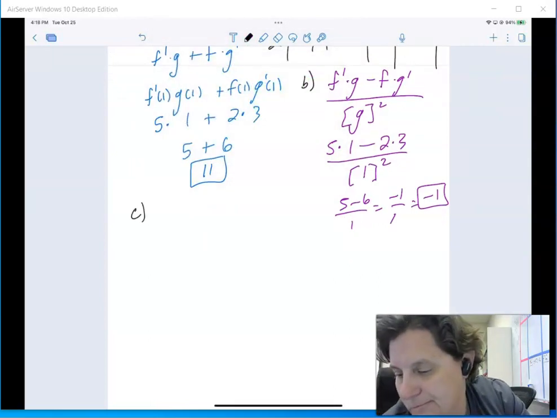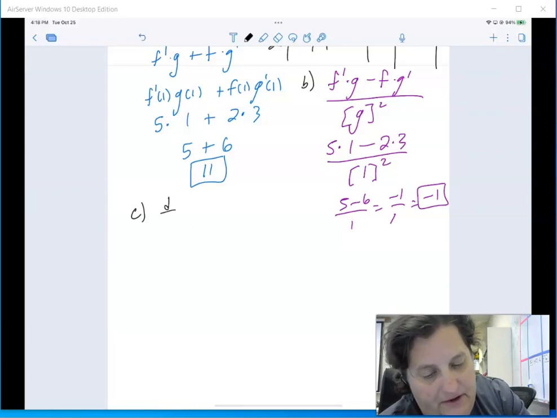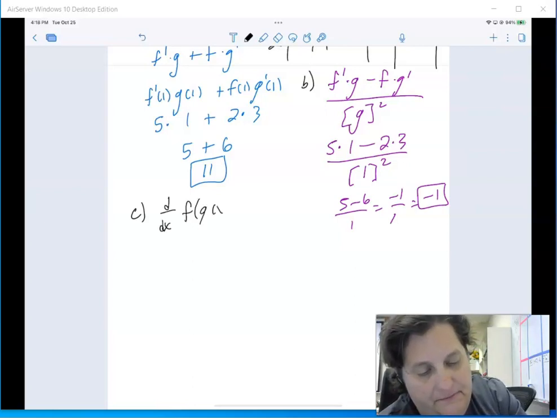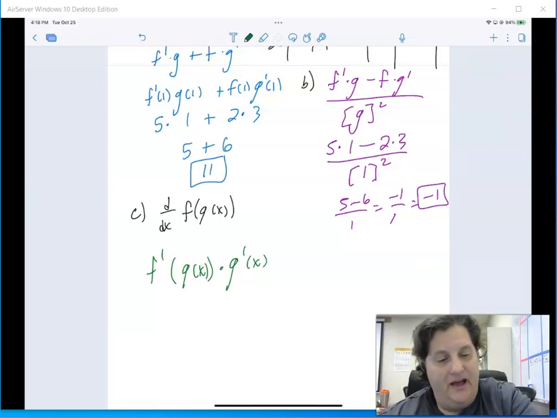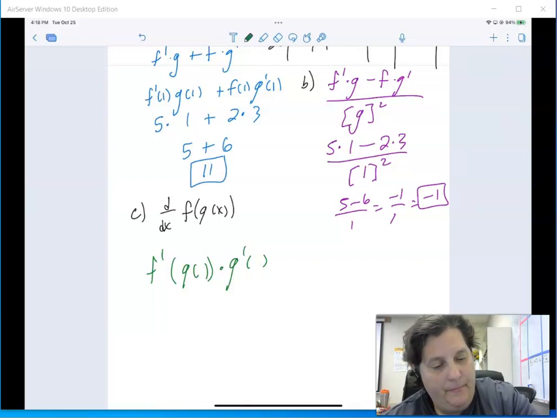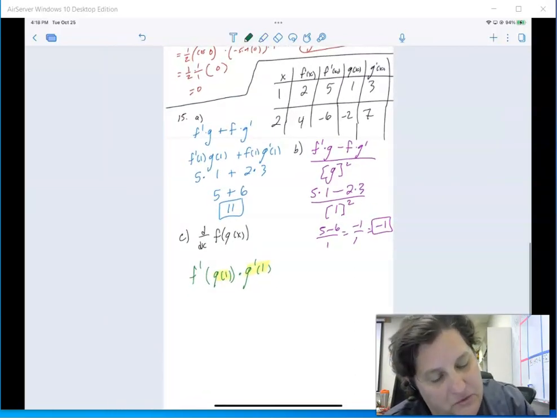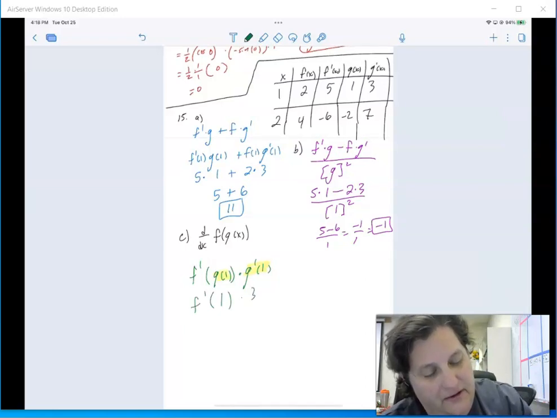Let's see. C is a chain rule. Now, I'm going to write the question down here so that you guys can see it. When I take the derivative of that, I go derivative of the outside, leave the inside the same, times derivative of the inside. And because it's having me evaluate at 1, okay, these are the first things I'm going to find: g of 1 and g prime of 1. Okay, g of 1 is 1. g prime of 1 is 3. And then I need to take this and do, well, what's f prime of 1? f prime of 1 is 5.